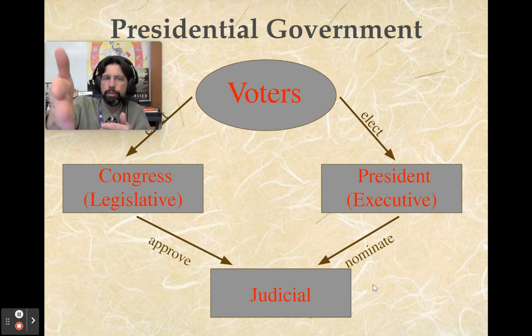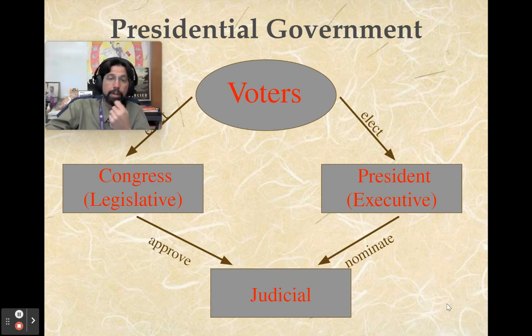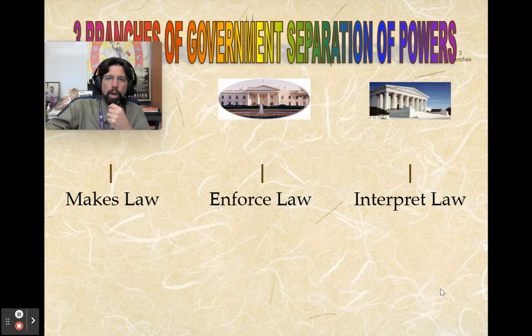So the voters have two elections. You elect both Congress and the president, but you do so separately. And then, of course, the president nominates, essentially says, hey, this is the person I want, and Congress approves the judicial branch. And this is also a system around the world. Mexico has it, Nigeria has it. So there are some presidential systems that use this model as well.